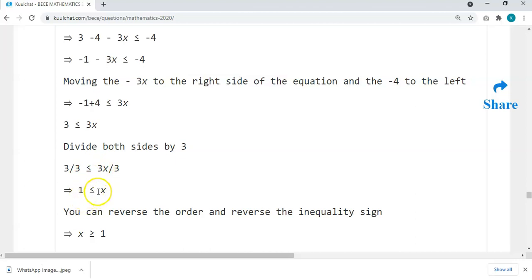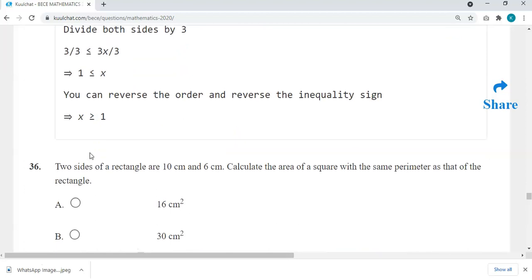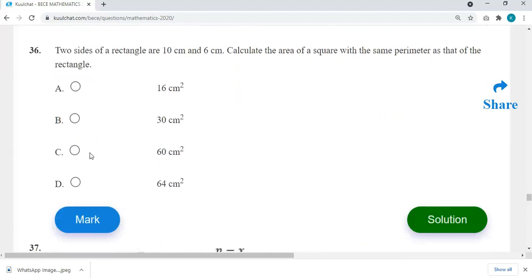So if it's less than when it comes here, then it's going to be greater than. If you bring the x here, you just have to switch the order. So you can have x is greater than or equal to 1, because if 1 is less than or equal to x, it means x is greater than or equal to 1. If you bring it that way, you need to reverse the inequality sign. Okay, so that's it.